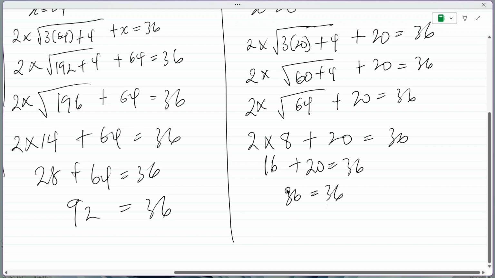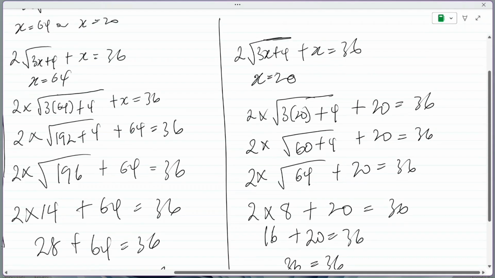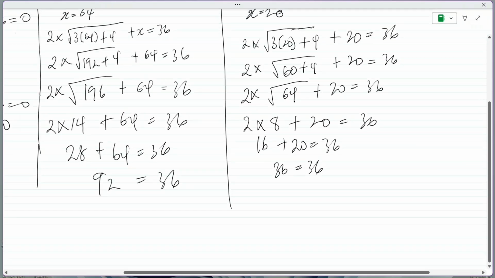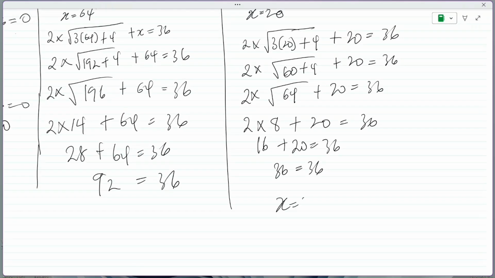That means what is on the left is the same as what is on the right. Therefore, the value of x that gives us the same value on the left as on the right is x equals 20, which is the solution to the equation. So therefore, the answer to this question is x equals 20.